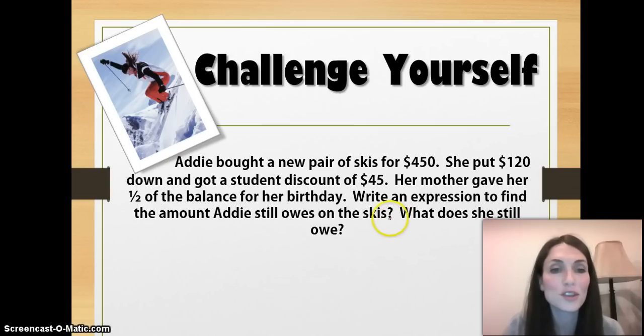Okay, here's our challenge question. Addie bought a new pair of skis for $450. She put $120 down and got a student discount of $45. Her mother gave her half of the balance for her birthday. Write an expression to find the amount Addie still owes on the skis. What does she still owe?